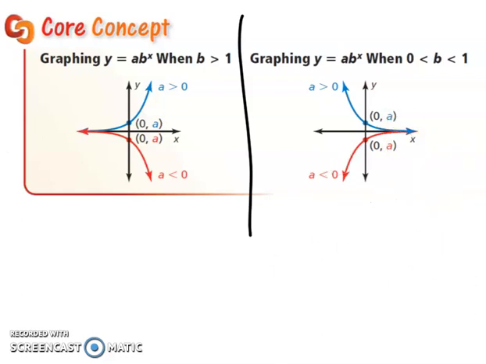So looking at the blue graph shows when our a value is positive. We start out really, really big, and then as our x values increase, we get very, very close to that x-axis, right? We get very close to the x-axis. And likewise, in the red, when our a value is negative, we start out very small, and then we get extremely close to that x-axis as our x values increase. But again, we never cross over the x-axis.